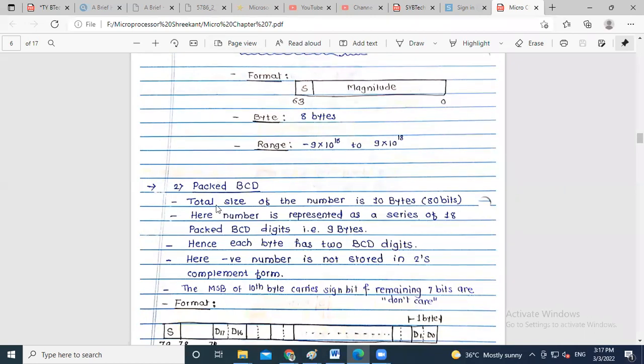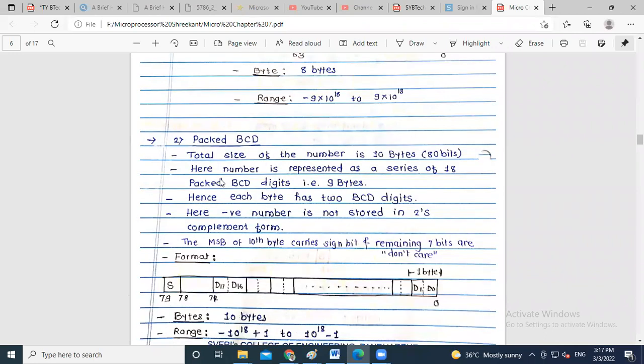So in the second category, that is packed BCD, the total size of the number is 10 bytes, and 10 bytes is nothing but 80 bits in the packed BCD. Here the number is represented as a series of 18 digits, because we are using plus or minus 9 into 10 raised to 18. So 18 packed BCD digits. Each byte has two BCD digits, and positive and negative numbers are stored, but negative numbers are not stored in 2's complement. Only positive numbers are stored in the 18 series.